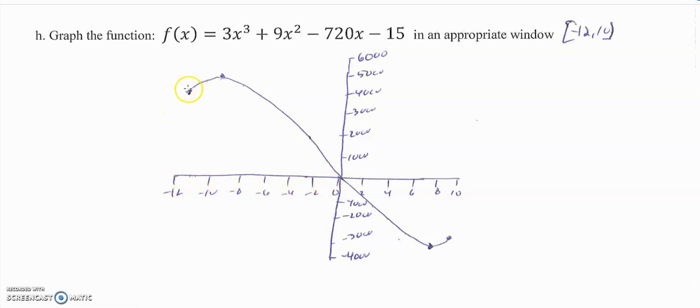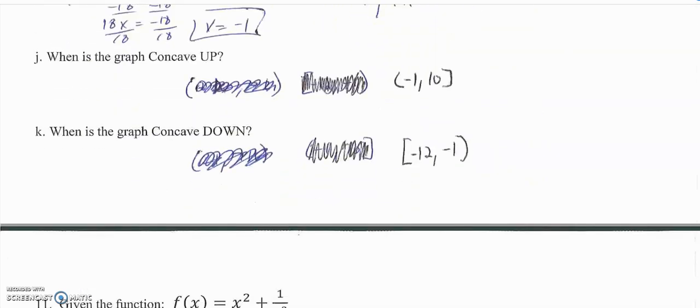Notice it includes negative 12, parenthesis at negative 1, that's when it's concave down, and then parenthesis at negative 1 all the way to 10, including negative 10, bracket, is when it's concave up.